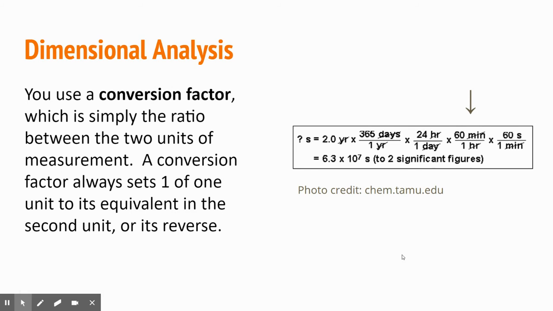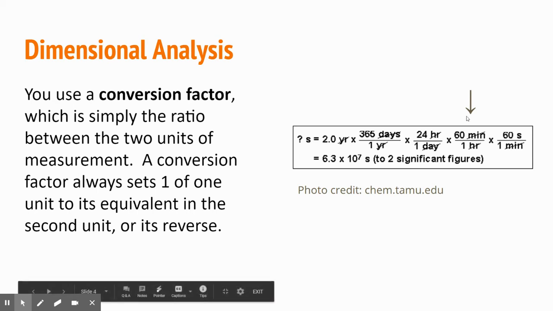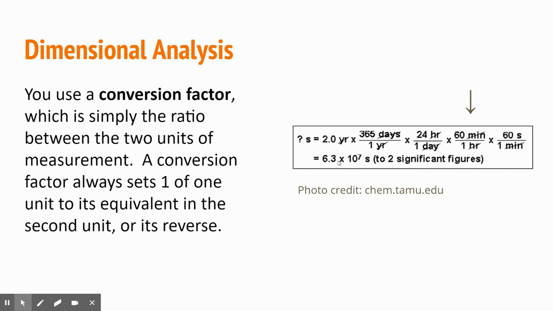The conversion factor is just a ratio between two units of measurement. The factor is always set to 1 of one unit and its equivalent in the second unit, or it's reversed. So the 1 can be on the bottom in the denominator or on the top. So I could always flip this around. If I was going the other direction and started with seconds, then that would flip. The seconds would be on the bottom and the minutes would be on the top.